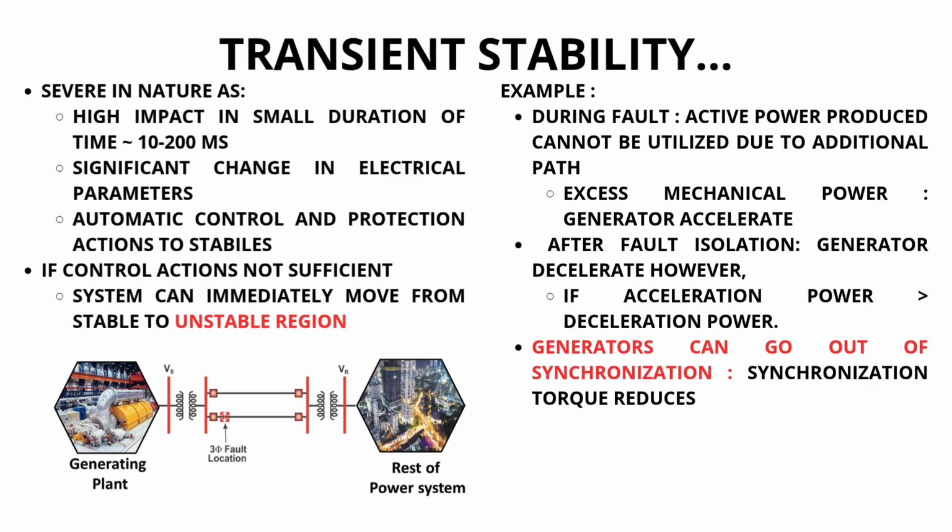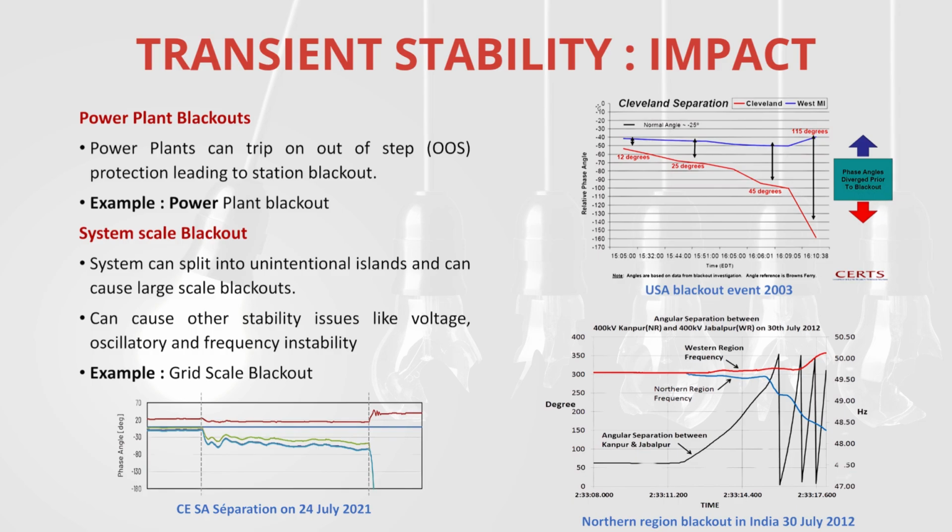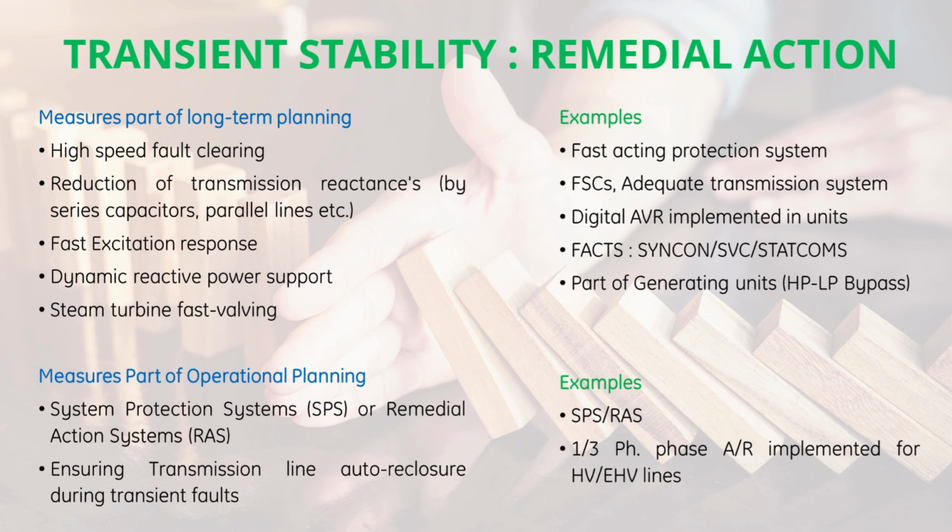This is often analyzed with the equal area criterion, comparing acceleration energy gained to deceleration energy capability. And the consequences are severe. Power plant blackouts if units trip out of step, or even cascading system-wide blackouts. The 2003 U.S. blackout is mentioned as an example. Yes, major events highlight how critical this is. Preventing it involves limiting that initial acceleration and ensuring rapid recovery.